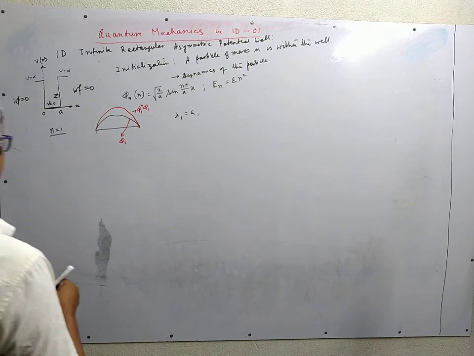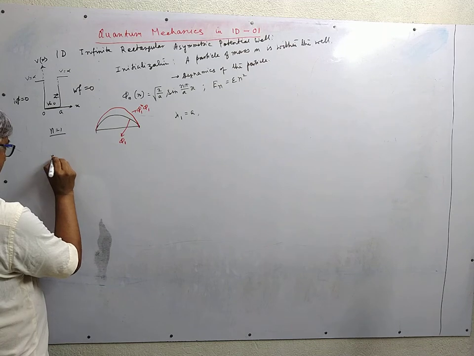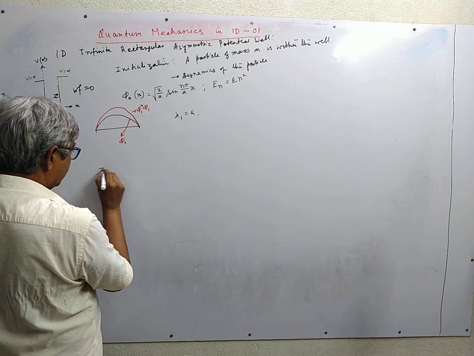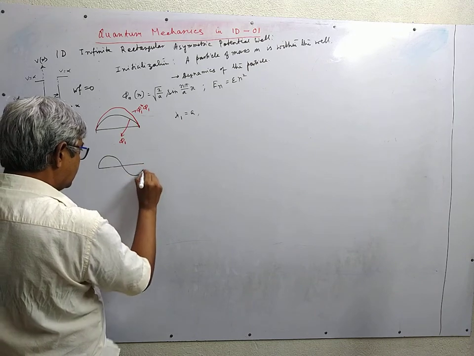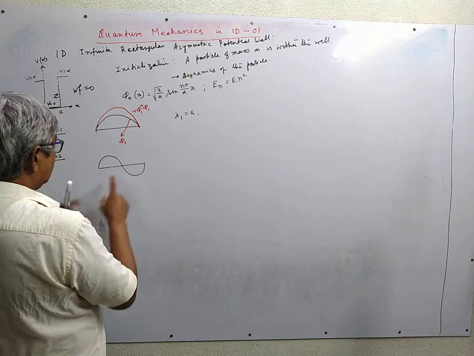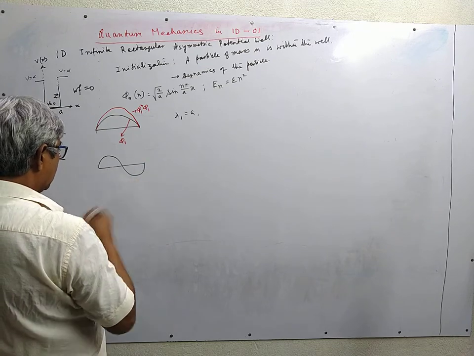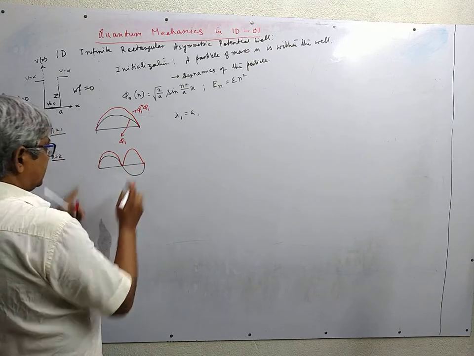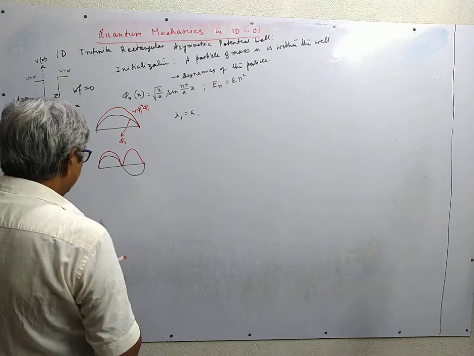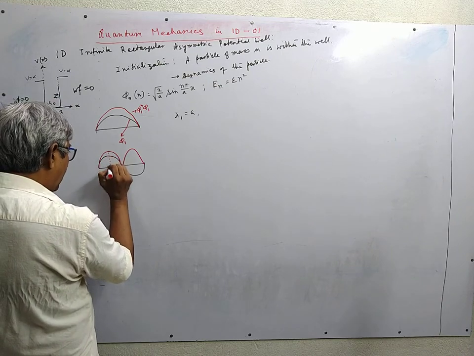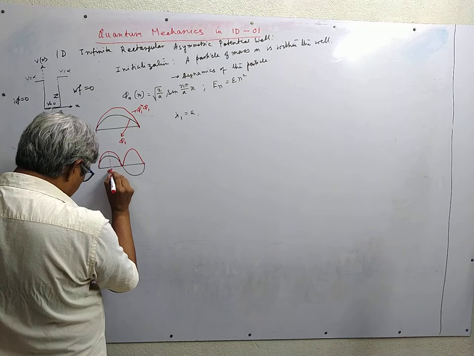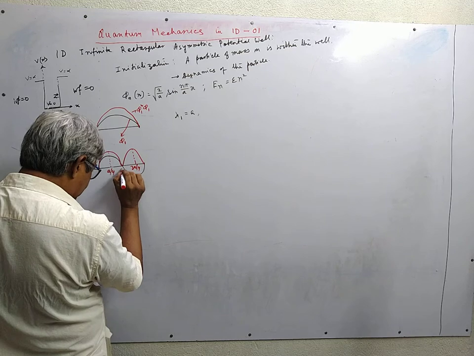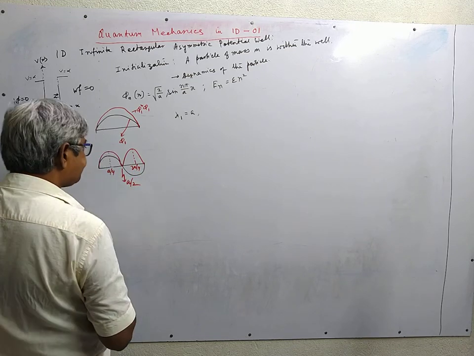For n is equal to 2, this is 0 and this is A. So this is the probability distribution. It is found that the probability is a maximum at A by 4 and 3A by 4 and is 0 at A by 2.